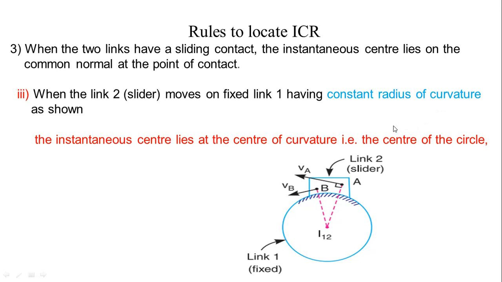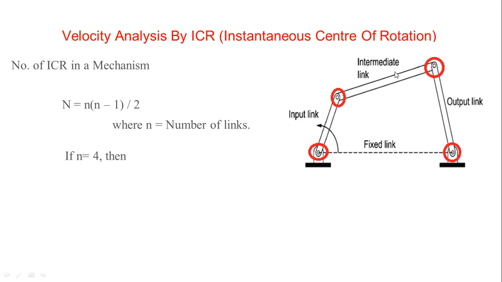Okay, so in all these cases we are able to locate an ICR. Now next one, a velocity analysis. Now how to find out the number of ICR in a mechanism? The number of ICR in a mechanism can be found with the help of a formula, generally denoted by capital N is equal to n into n minus 1 by 2, where small n represents the number of links and capital N represents the number of ICR in a mechanism.